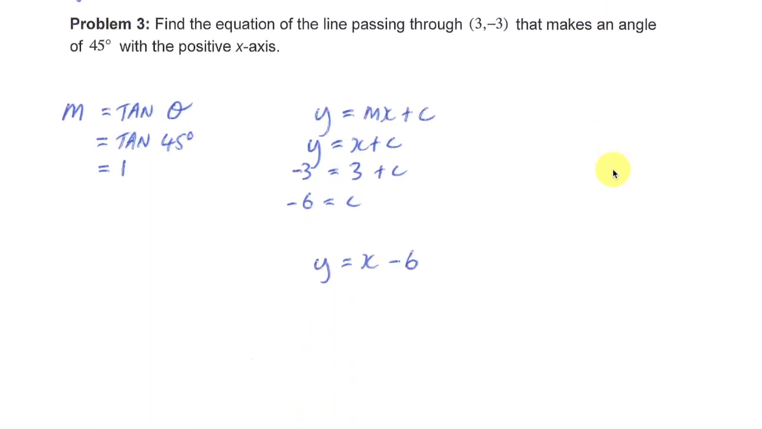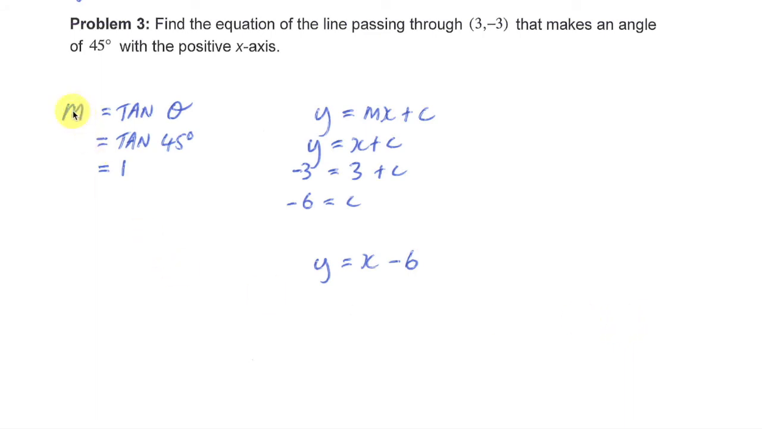Here we have problem 3. Find the equation of the line passing through this point that makes an angle of 45 degrees with the positive x-axis. So if you can imagine that we've got the x-axis just running through like so. What I want to occur is a line that goes up to the right through it, which will create a 45-degree angle in here.